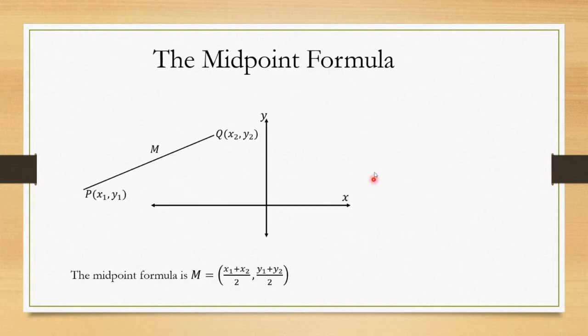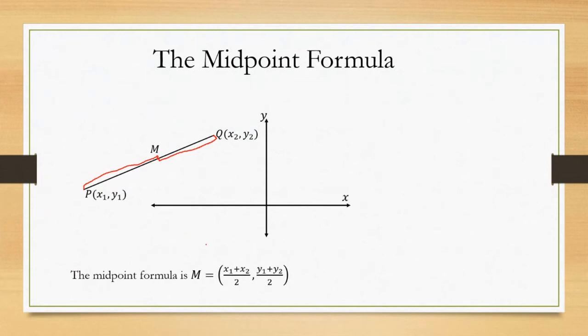Visually, we have something like this. P and Q are two different points, and you can always connect them by a straight line segment. M is on this line segment, such that the distance from P to M equals the distance from M to Q. Those two distances are the same.